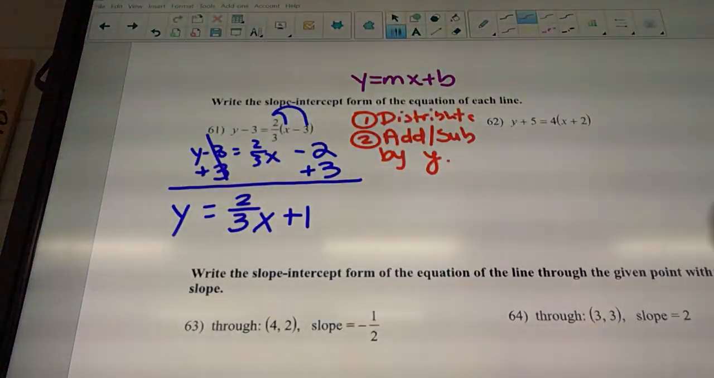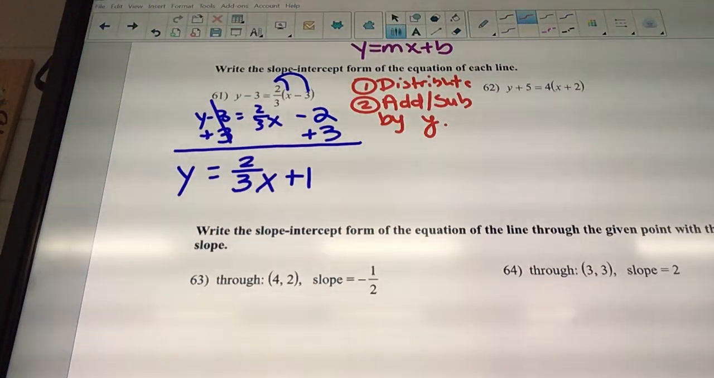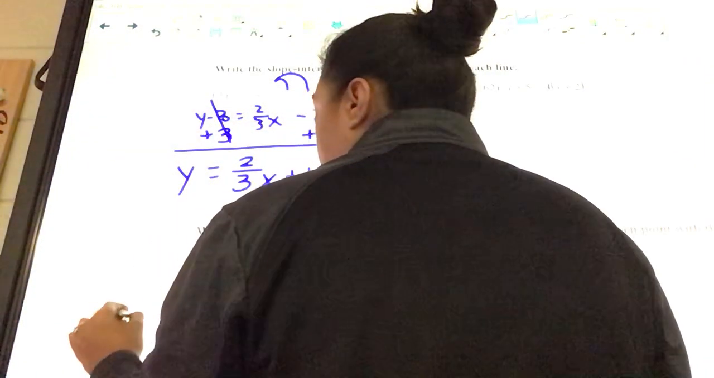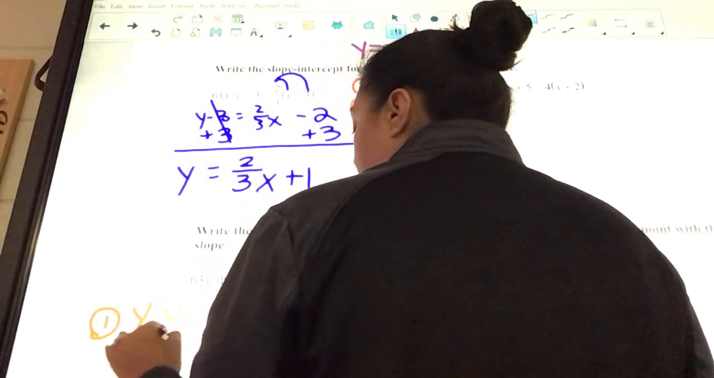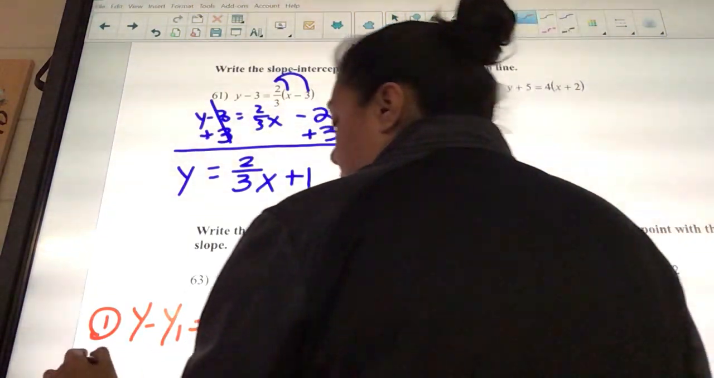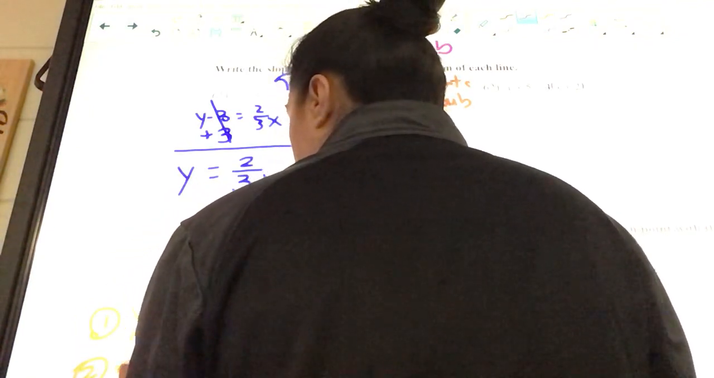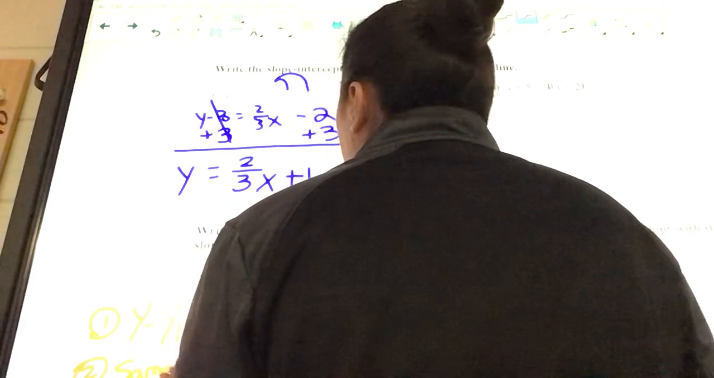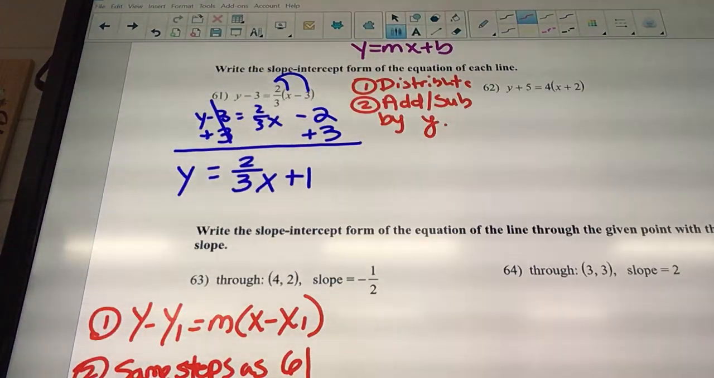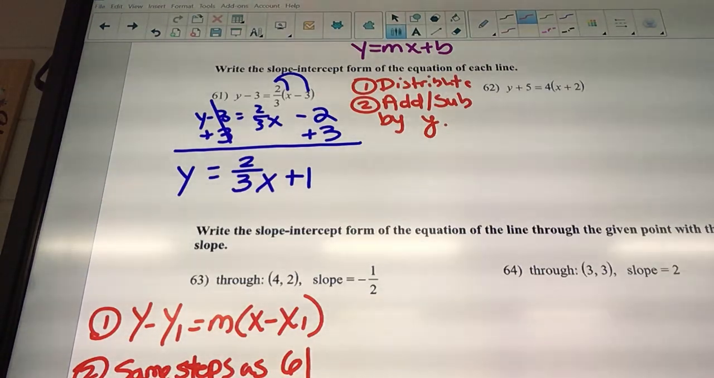Okay, 63 says write the slope-intercept form. So your first formula you're going to need to use is the point slope, which is y minus y1 equals m times x minus x1. Your second step is going to be the same steps as number 61. So you would do step 1 on here, and then step 1 and step 2 on there. Again, the steps just build onto each other.